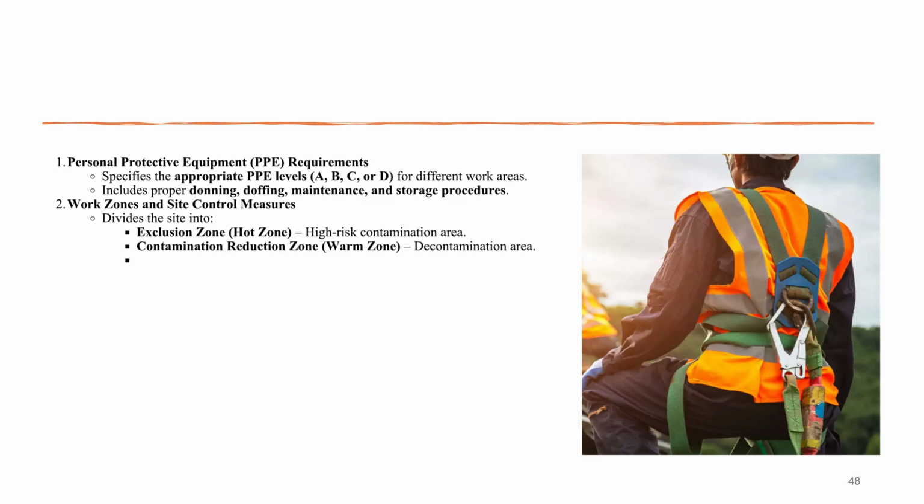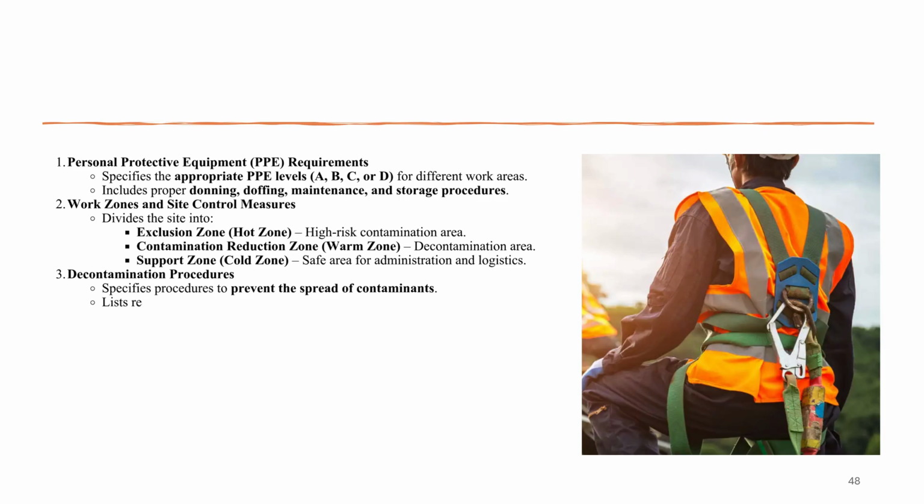2. Work zones and site control measures. It divides the site into the exclusion zone, hot zone, high-risk contamination area; the contamination reduction zone, warm zone, decontamination area; and the support zone, cold zone, safe area for administration and logistics. 3. Decontamination procedures. It specifies procedures to prevent the spread of contaminants and lists required decontamination stations and equipment.